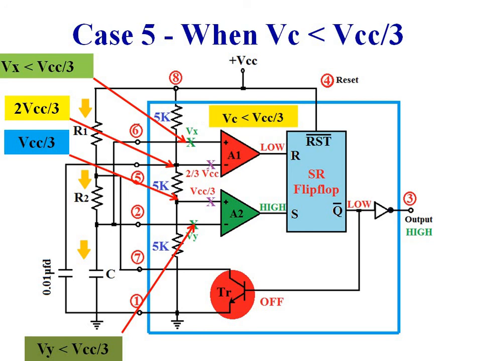As output of op-amp A2 is high, for the SR flip-flop, S input is 1 and R input is equal to 0. SR flip-flop is in the set condition. Q is equal to 1 or high and Q bar is equal to low or 0. As Q bar is equal to 0, transistor TR's base emitter junction is no longer forward biased. Transistor TR is turned off, so capacitor starts to charge through resistance R1 and R2.